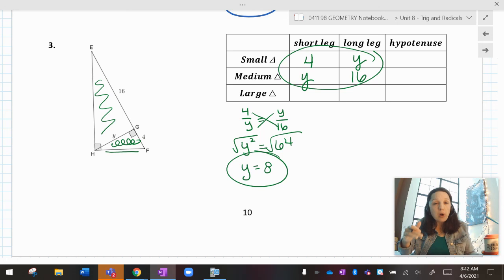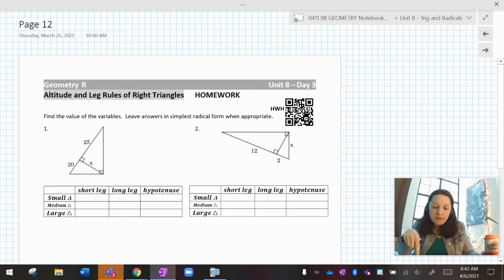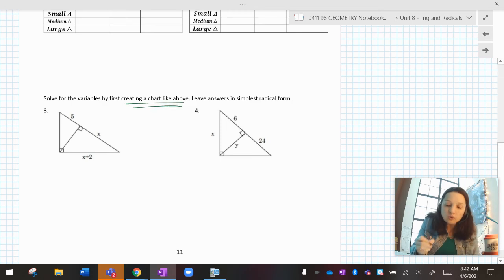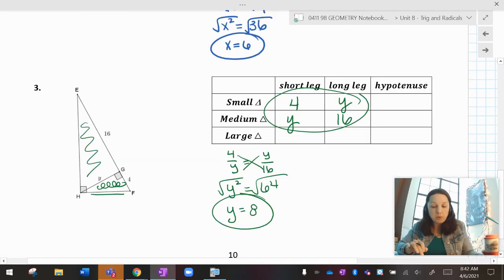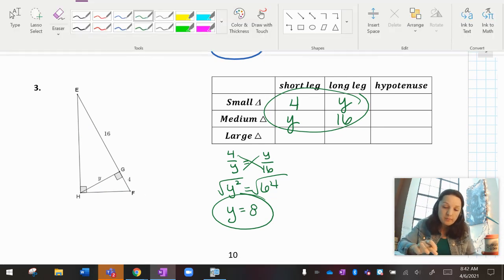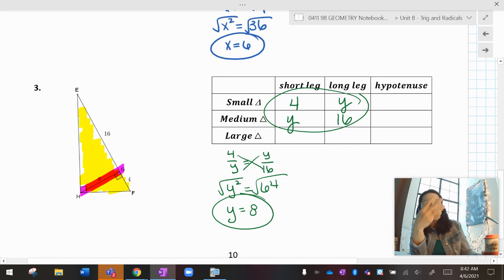So when doing problems with an altitude drawn to the hypotenuse of a right triangle, you want to create this chart. I have the chart given for you. In the homework, I gave you some of the charts, but then I make you make your own chart later on because that chart's not going to be given to you. It's a strategy to help you solve these problems. The big picture is that when you have a right triangle and you draw an altitude inside of that right triangle, you get 3 similar triangles. If you want to find the missing lengths, you need to create proportions. The easiest way is to line up all the corresponding parts and use that table to set your proportions up and cross multiply.